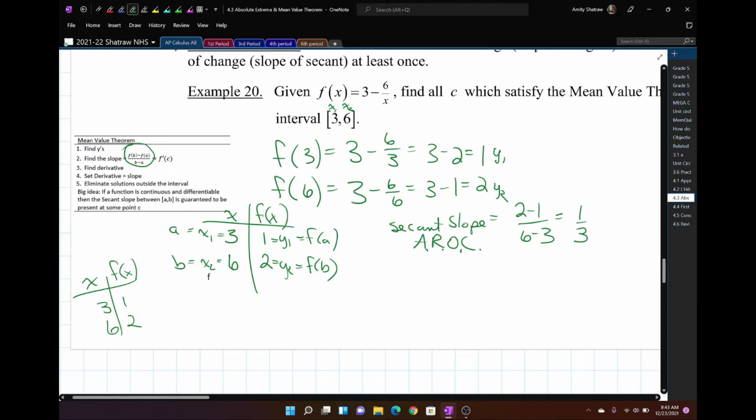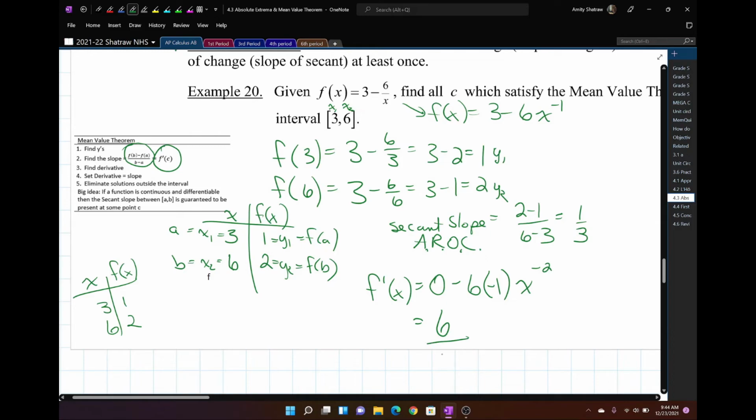And then here in my formula, I also know that I need to find the derivative. So this function, f of x, is really 3 minus 6 times x to the negative 1 power. And so my derivative, f prime of x, will end up being: the derivative of 3 is 0, there's my negative 6, my power comes down, and x gets decreased by yet another number. And so that's my new derivative. Let me simplify that. I'm not going to write down the 0. Negative 6 times negative 1 is positive 6, and that x to the negative 2 drops down in the denominator and becomes positive.